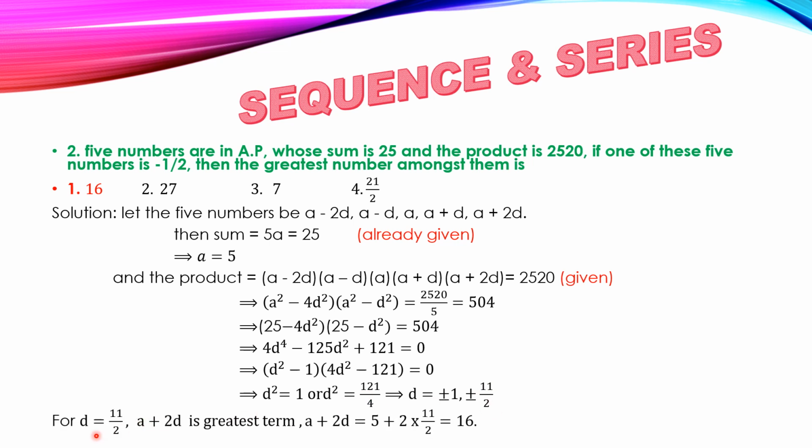So now we take D equals 11 by 2, and A is already known, 5. Therefore in these 5 numbers, A plus 2D is the greatest term. Therefore A plus 2D equals 5 plus 2 into 11 by 2. The 2 cancels, 5 plus 11 equals 16. So this is the greatest number in the given AP.